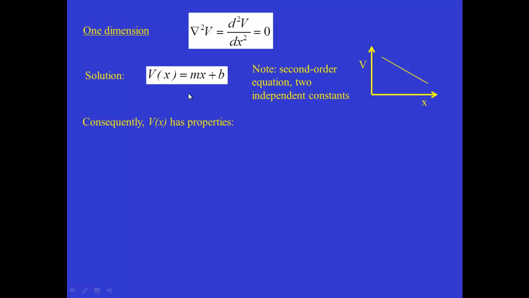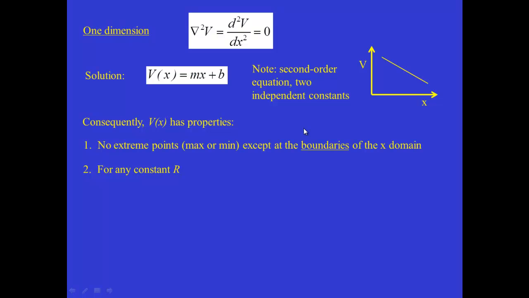So, consequently, since we see the solution here, V of x has the following very simple but interesting properties. The first is that V cannot have any extreme points, which means a maximum or a minimum, except at the boundaries of the x domain. That is just obvious by looking at the linear character of the solutions. In between the ends, there will never be a maximum or a minimum.